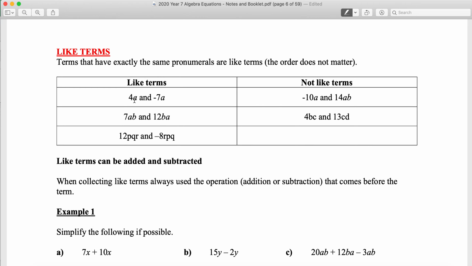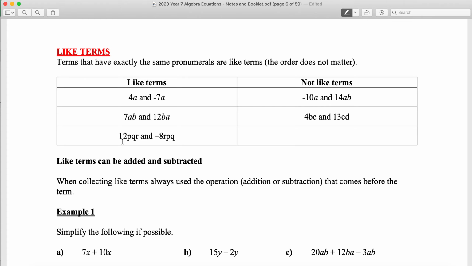So it says here, like terms, 4a and negative 7a. So this is a good example because the coefficient here is positive 4, the coefficient here is negative 7. But that doesn't matter because what matters is that they have the same pronumeral. What is the pronumeral? A and A. So yes, they are like terms. What about this one? 7ab and 12ba. So it's the same pronumerals in different order, but I have 1a, 1b, 1a, 1b. So yes, they are like terms.